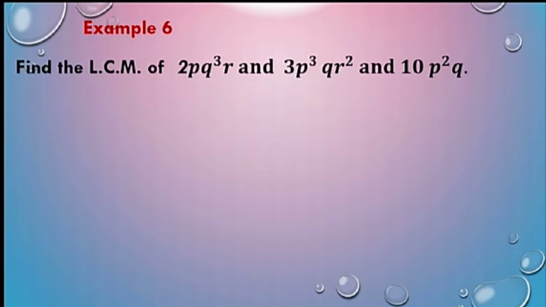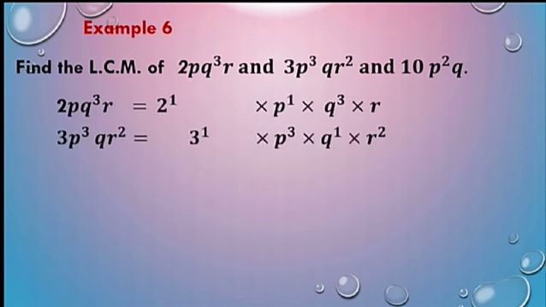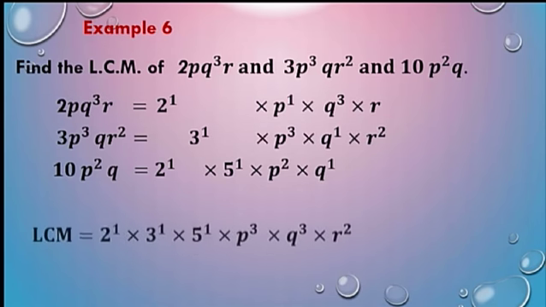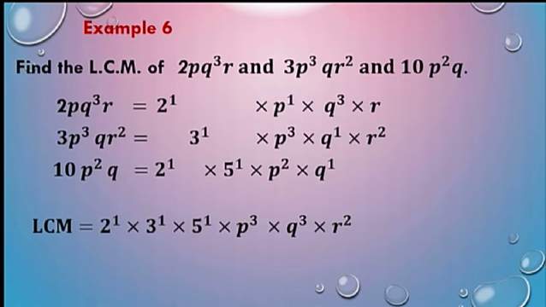Using the second method, index form, can you think how to write these terms in index form? Yes. And the third one? Of course, 2 power 1 times 5 power 1 times p squared times q power 1. How to obtain the LCM? Of course, we take one element from each column, the element with the highest power. So we have the LCM as 2 power 1, 3 power 1, 5 power 1, p power 3, q power 3, r power 2. The final answer is 30, p power 3, q power 3, r power 2.